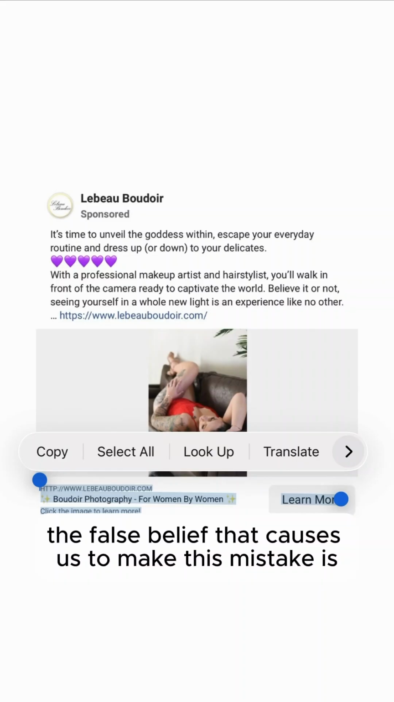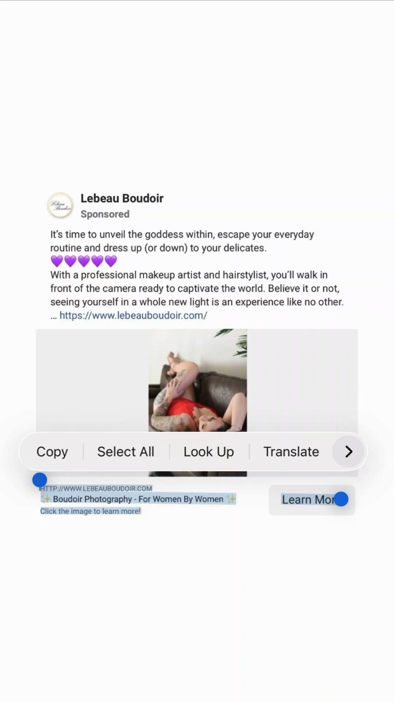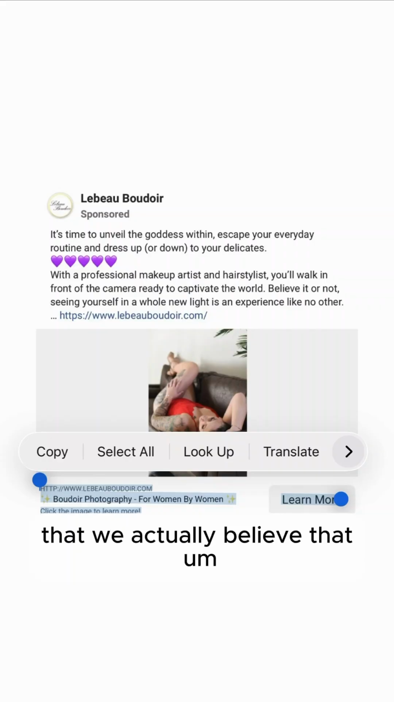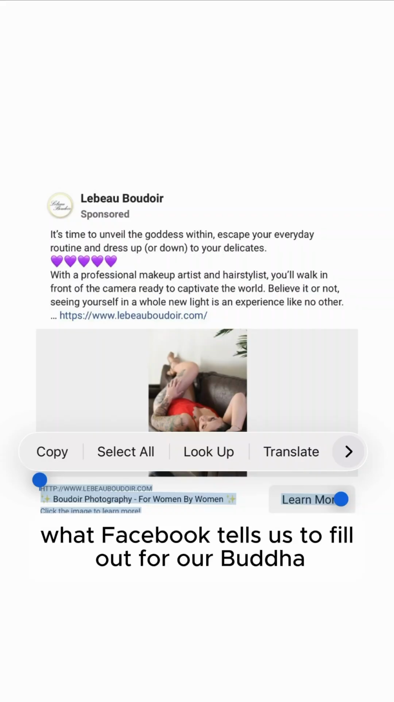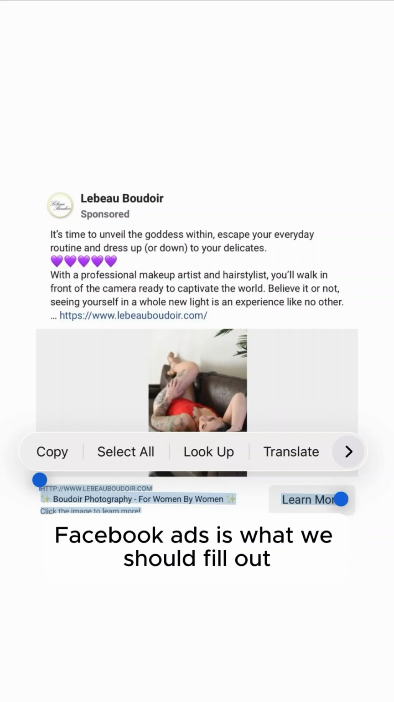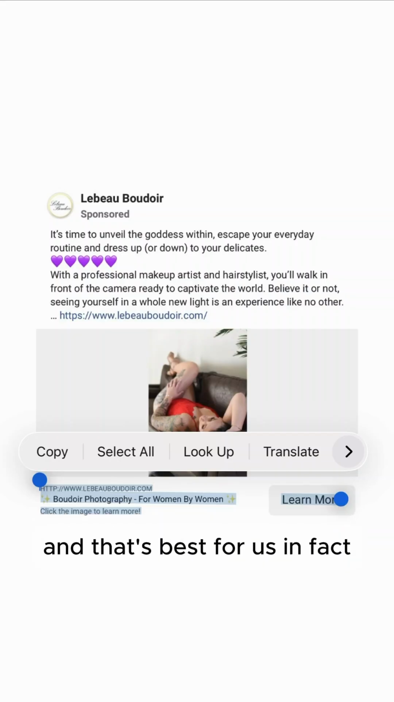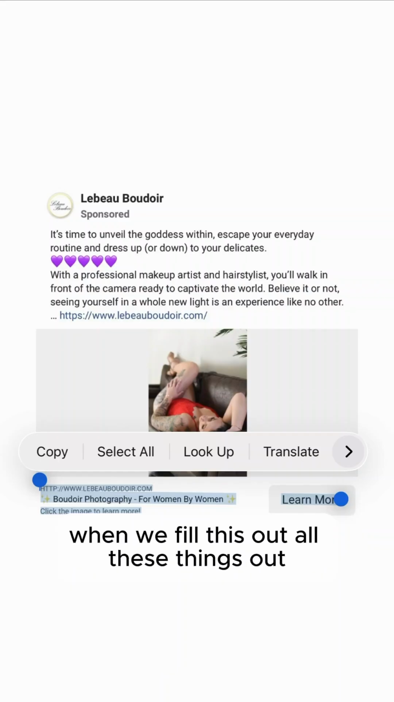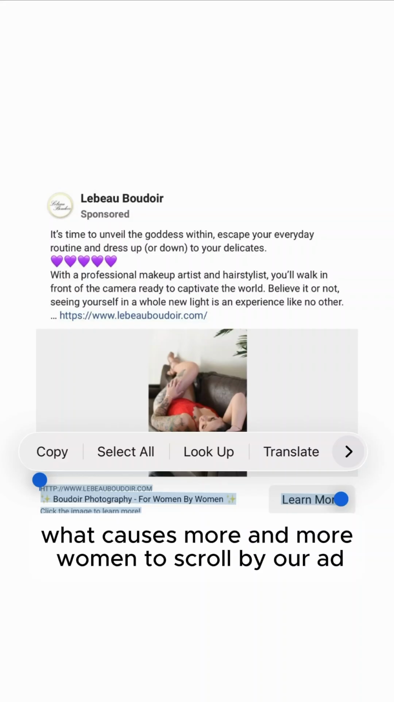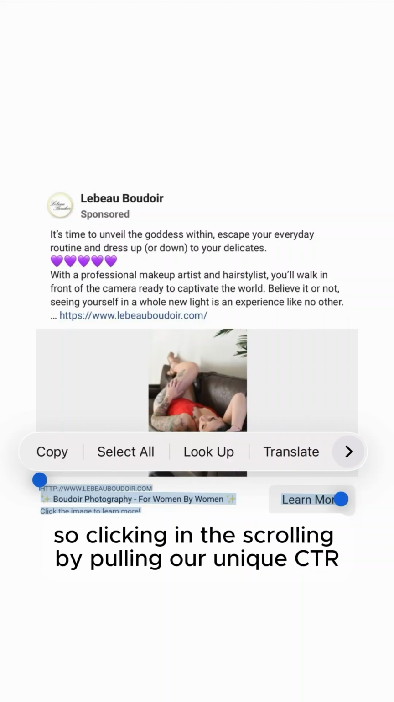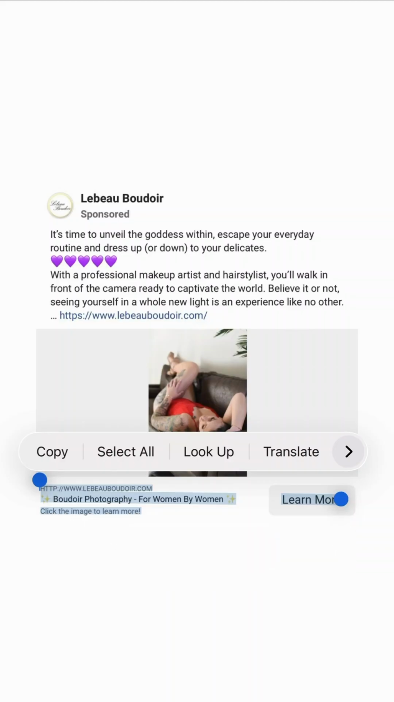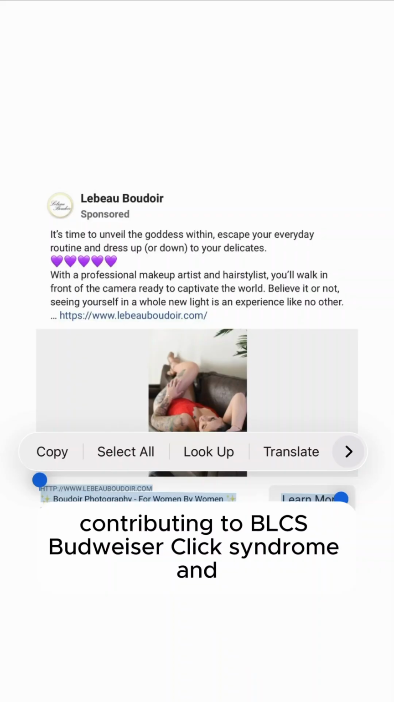The false belief that caused us to make this mistake is that we actually believe that what Facebook tells us to fill out for our Boudoir Facebook ads is what we should fill out, and that's best for us. In fact, it's not best for us, it's best for Facebook, because when we fill all these things out, more and more women scroll by our ad, which means instead of clicking in, they're scrolling by, pulling our unique CTRL under 6%, contributing to BLCS, Boudoir low-click syndrome.